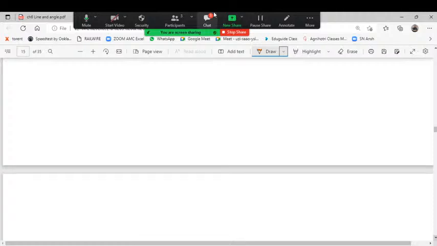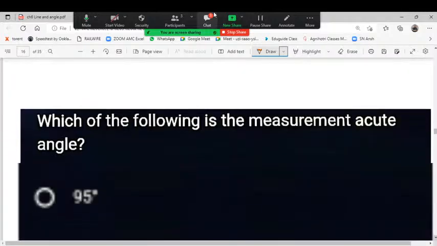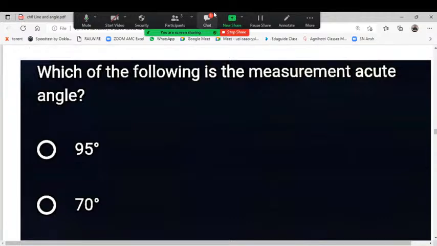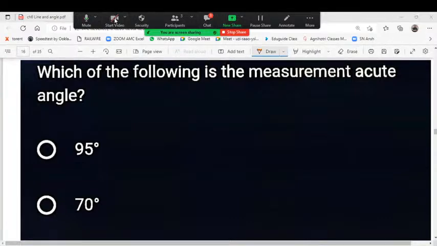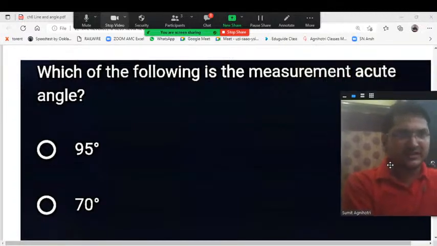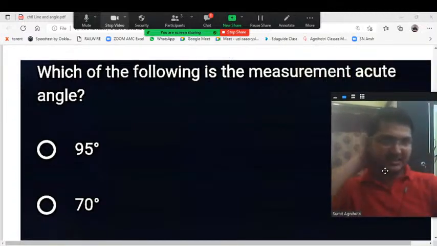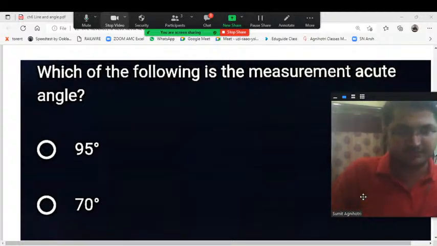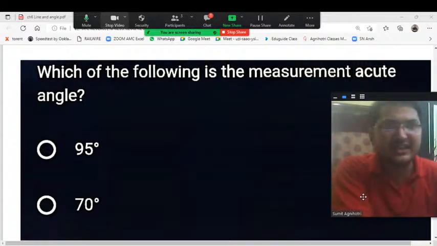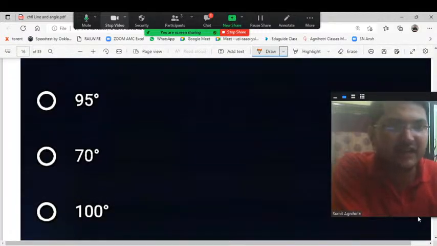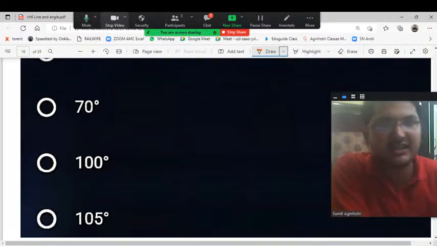After understanding all these concepts in much detail, it is your turn to solve some questions. I'm presenting the first question in front of you, and I think you can solve it. The first question of the class is here, and I want you to answer it. The question is, which of the following is the measure of an acute angle? The options are 95, 70, 100 and 105 degrees.